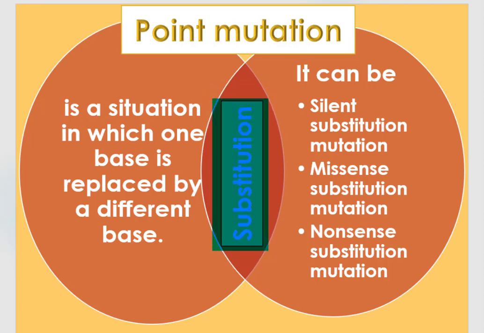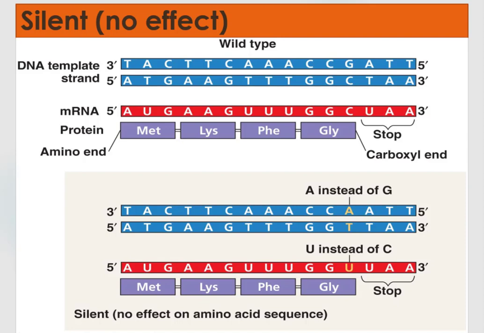What is substitution mutation? Substitution is a situation in which one base is replaced by another different base. This substitution mutation can be silent substitution mutation, missense substitution mutation, and nonsense substitution mutation. As we can see from the diagram, silent substitution mutation is a situation in which the base is substituted or changed but has no effect on amino acid sequences of a protein.